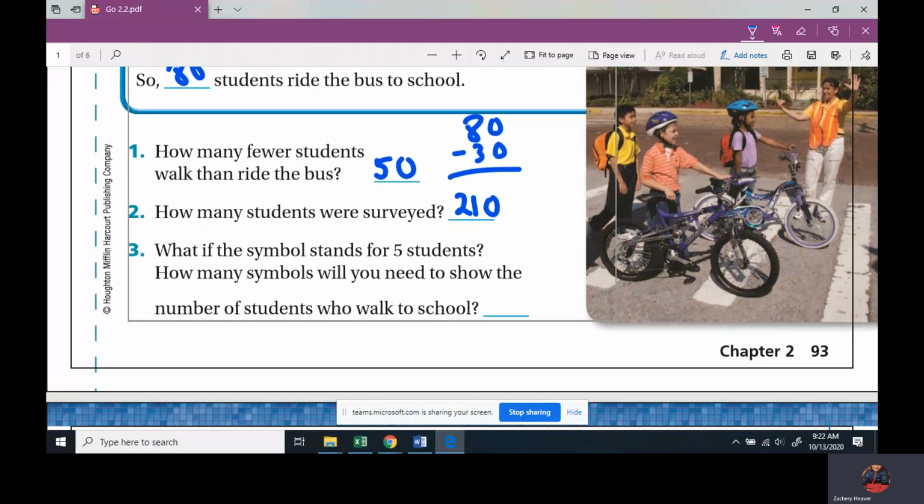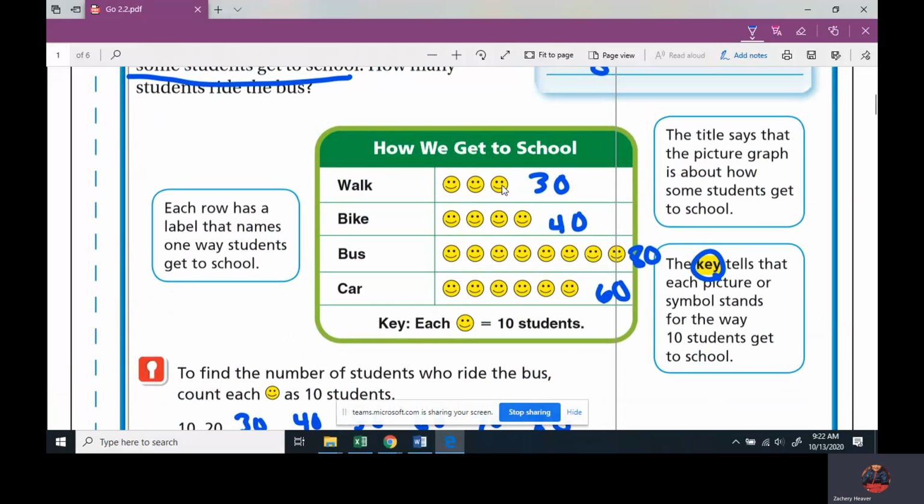What if instead of showing 10 for each symbol, the symbols stand for 5 students? How many symbols will you need to show the number of students who walk to school? So let's say, here's walk, and it still has to equal 30, right? But now this is 5, this is 5, and this is 5. What's 5, 5, and 5, Jack? So how many more would I need to make 30? I would need 15, but how many smiley faces would that be? 3. We would need 3 more smiley faces.